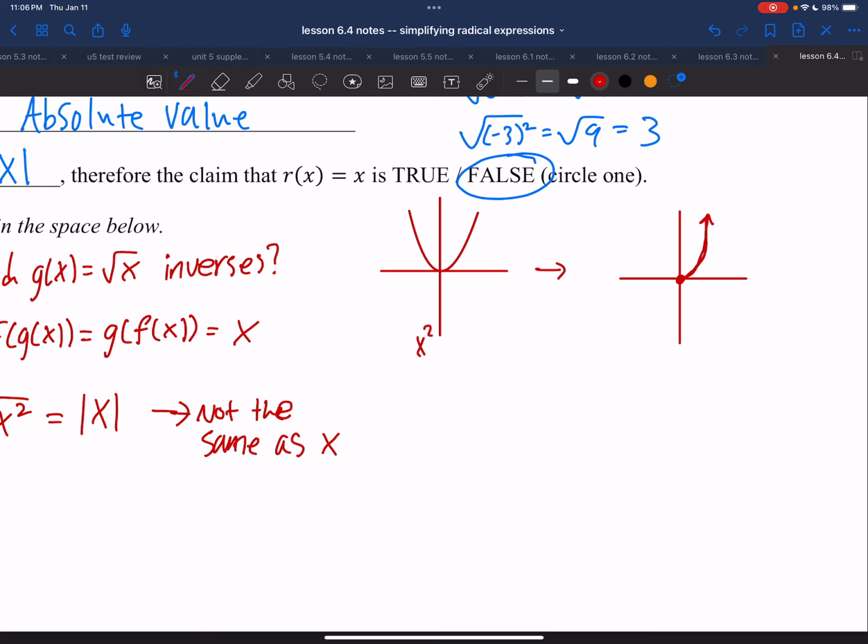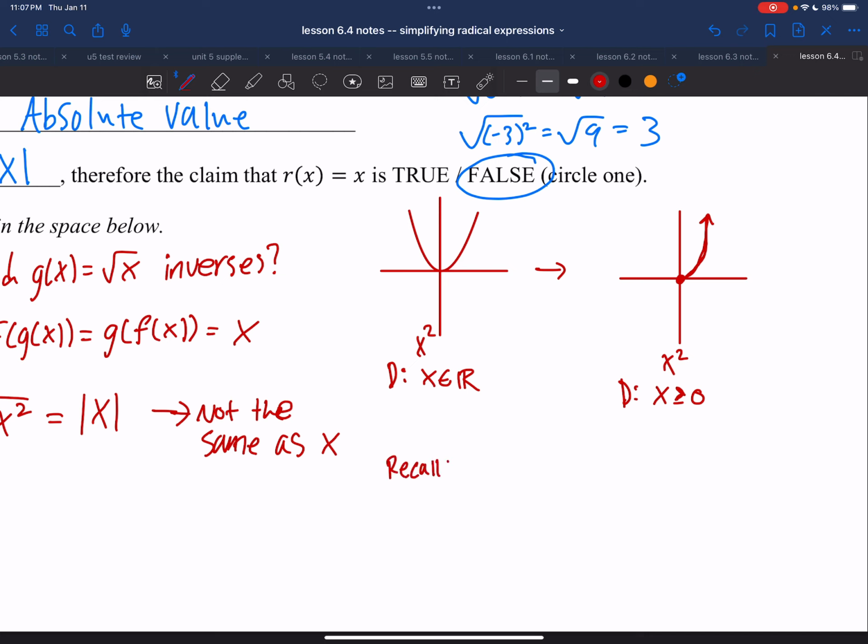So this is x squared, where the domain is x is in all real numbers. But this half of the parabola is x squared, but its domain is x is greater than or equal to 0. Now, I want to call your attention to something. The absolute value parent function.